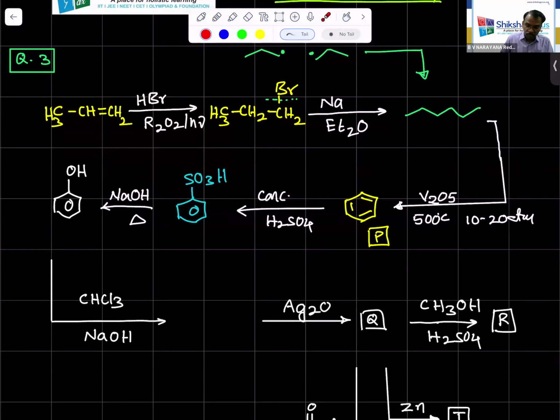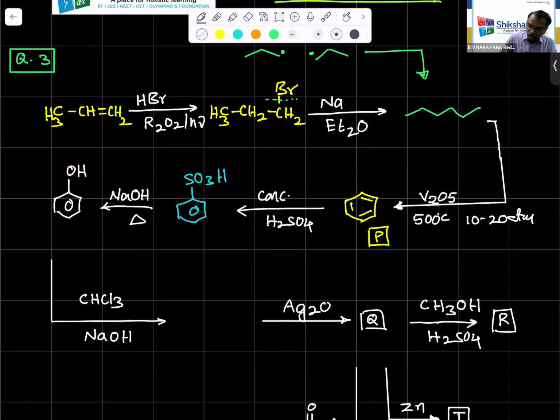Now, phenol is treated with chloroform in the presence of sodium hydroxide. This is one of the most important parts. This is the Reimer-Tiemann reaction. Chloroform देखने के बाद हमें एक reaction immediately याद आना चाहिए phenol के साथ. That is the Reimer-Tiemann reaction. What will happen in the Reimer-Tiemann reaction?